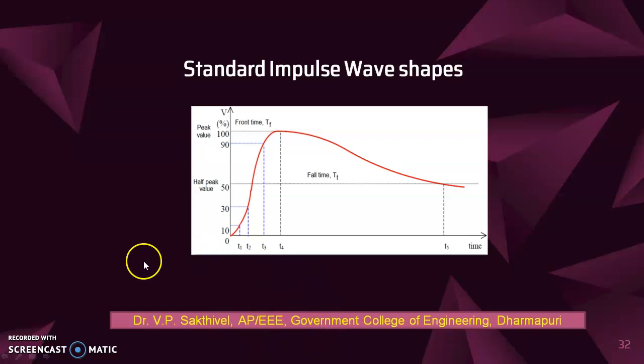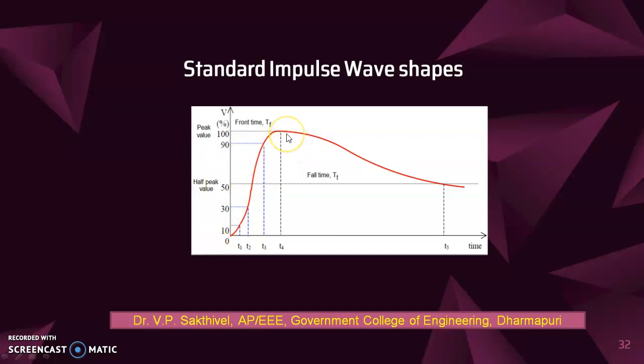Front time: here, the time corresponding to 10 percent of the peak value is T1, and the time taken to reach 90 percent of the peak value is T3. This time interval, that is T3 minus T1, multiplied by 1.25, that is 1.25 into (OT3 minus OT1), is called the front time. This one is called the front time.